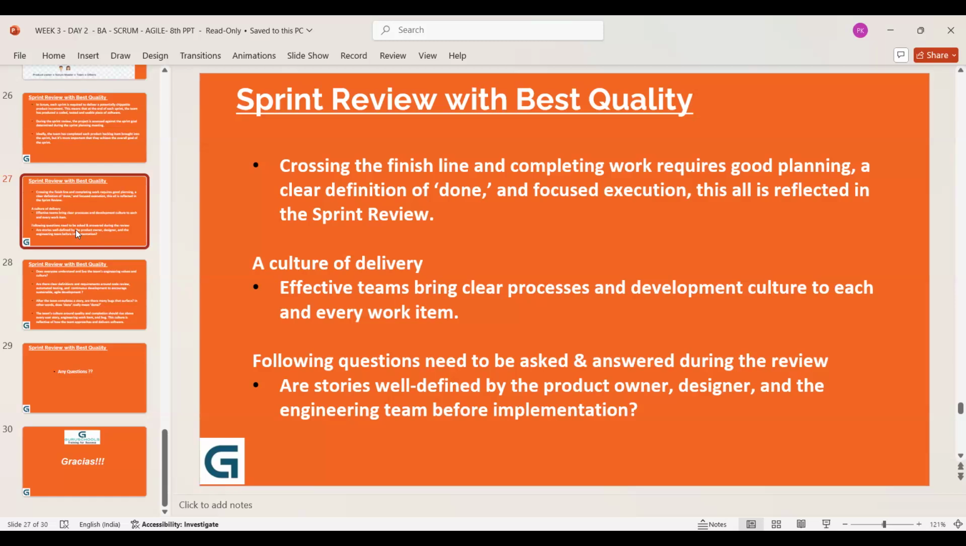Absolutely right. So what are we saying? Crossing the finish line and completing work. So basically, achieving your goal or reaching your milestones requires good planning, definitely. A clear definition of done. So again, it is done.